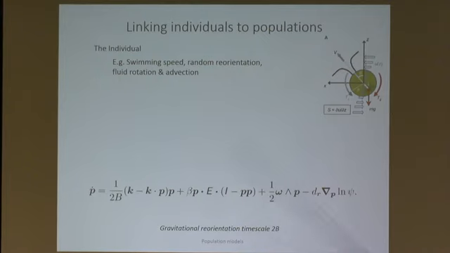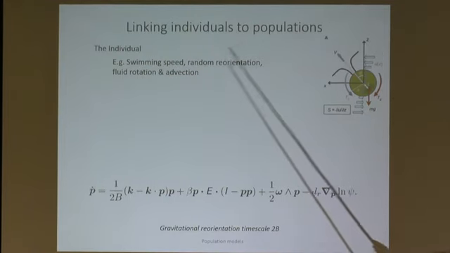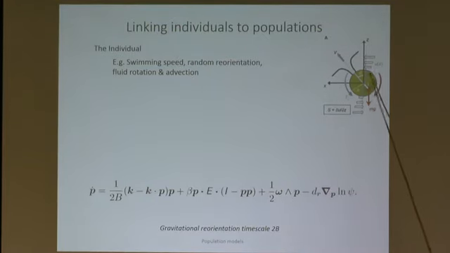The mathematics which I do want to discuss is associated with how we link what's happening to individuals to population level descriptions. So we have our little swimmer here, which I discussed before, and we might have individual level understanding of what this swimmer is doing. It may have a certain swimming speed. It may be affected by the fluid in the sense that it's advected by the fluid. It may be rotated by the fluid. And there may be other mechanisms which you want to include at the level of the individual.